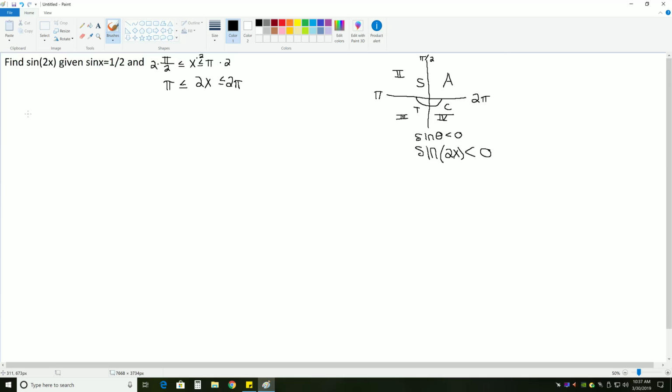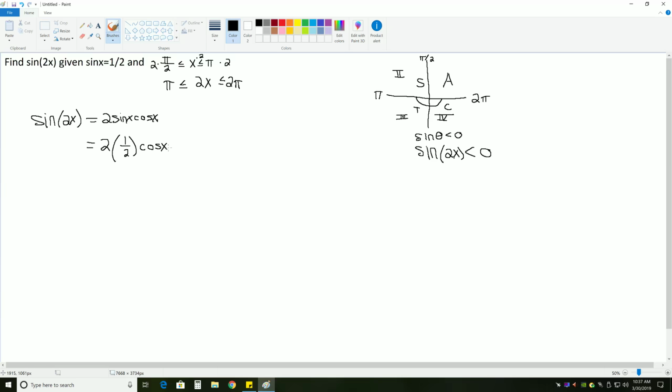We have sine of 2x. We know that we can rewrite it as 2 sine x cosine x. This is our most common double angle identity, and it's one worth committing to memory, especially if you're going on into Calc 1 and so on. So we already know sine of x. We could plug that in right now. We have 2 times sine of x, which is 1/2, times cosine of x.